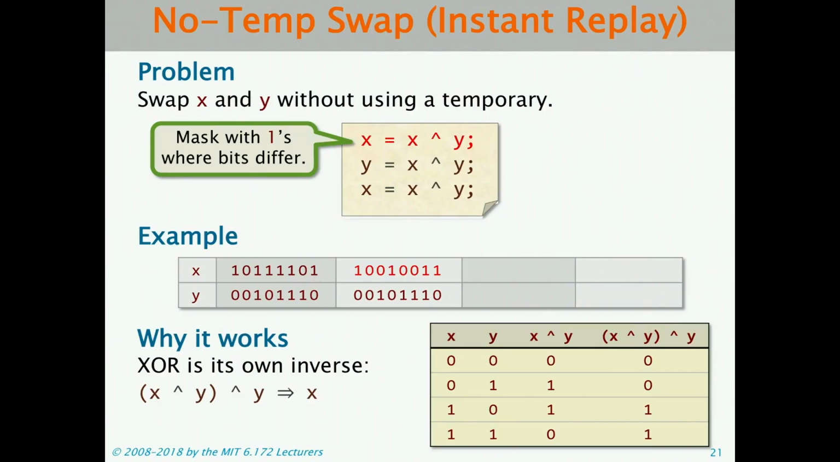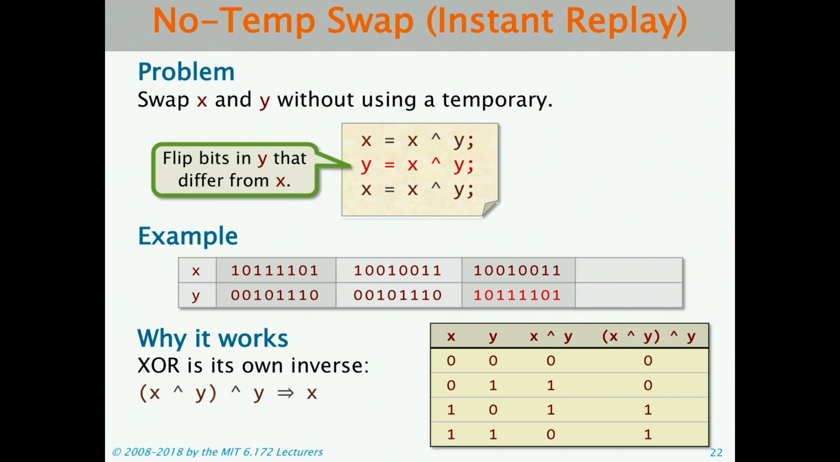OK, so now let's go into why this bit trick actually does a swap. In the first line, what we're doing is generating a mask with 1s where the bits in x and y differ, because that's what XOR is going to give you. It's going to return a 1 if the bits are different and 0 otherwise. So this is a mask that tells us in which positions the bits in x and y differ. And I'm going to store that into x.